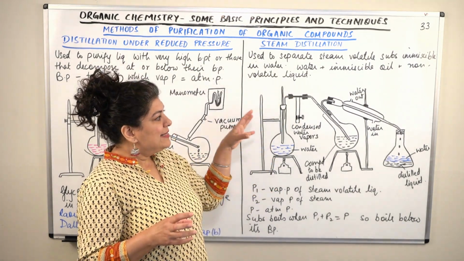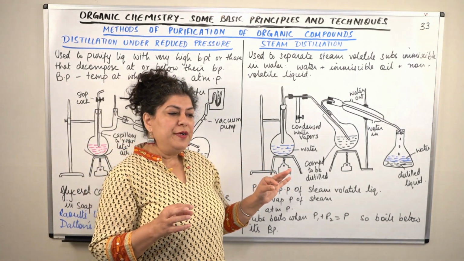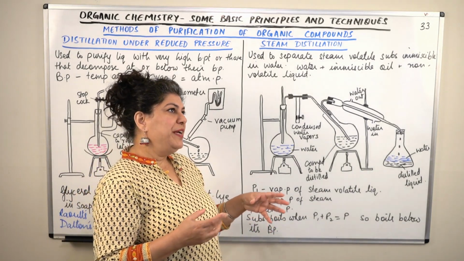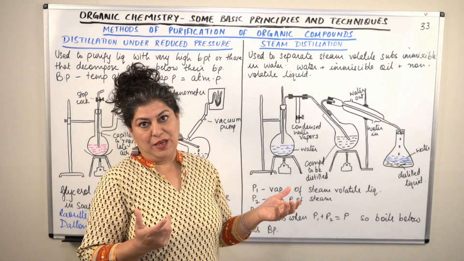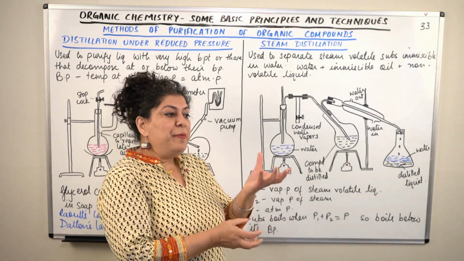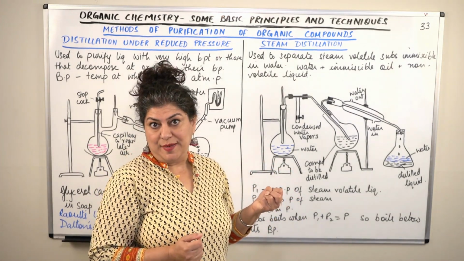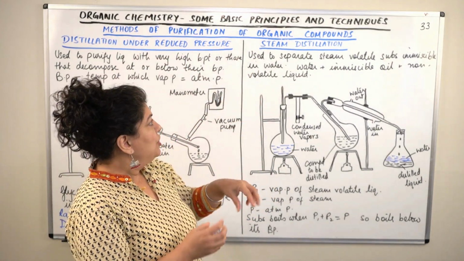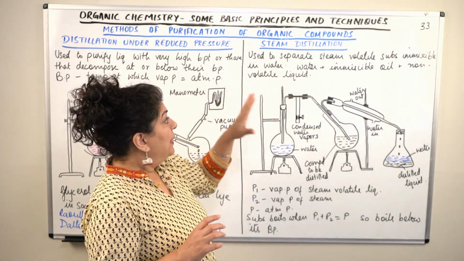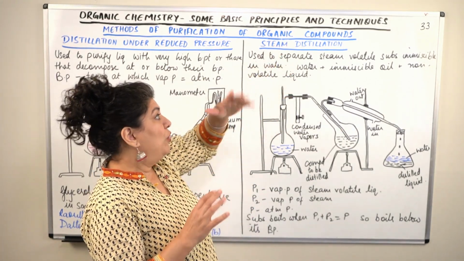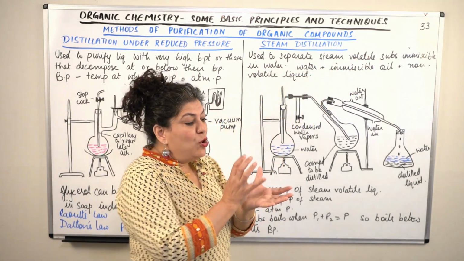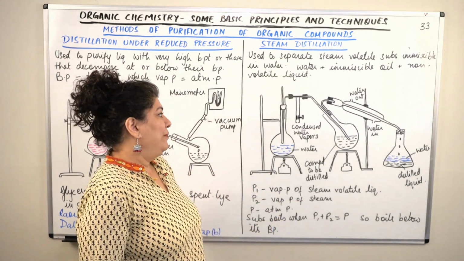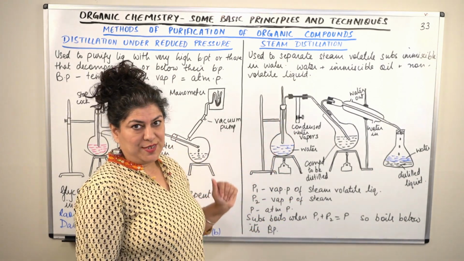In this kind of distillation, water is not actually one of the components that you are using to separate. Water here is only a medium which helps you to vaporize the compound that has to be separated. So it is used to separate a steam volatile substance which is immiscible in water, but it is volatile in the steam state. It can mix in the steam state, but when water is in the liquid state, it does not dissolve in it.